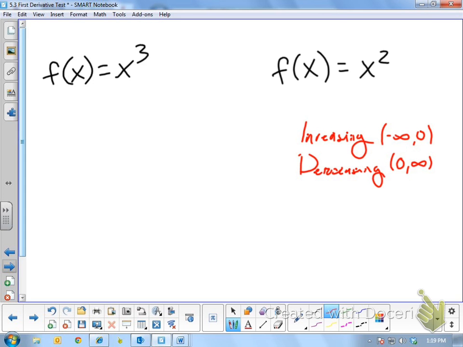Wait, isn't it opposite? You did it backwards. It's opposite. Oh, so sorry. If you plug in negative 1 into the derivative, just do an arrow. Little arrows. My bad.